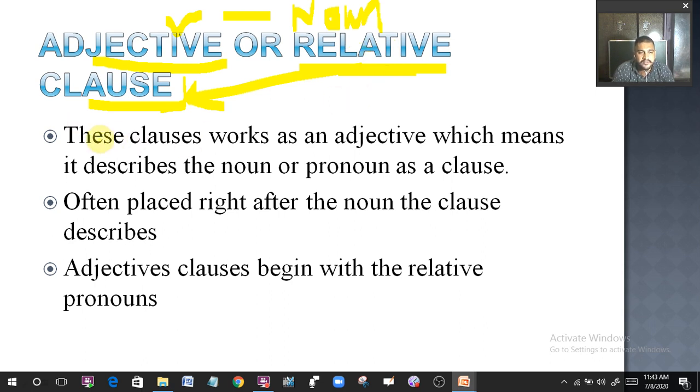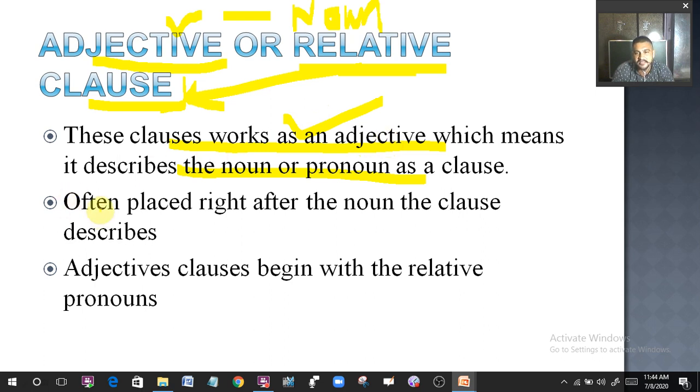So first of all, these clauses work as an adjective. All those subordinate clauses would be working as an adjective, which means they describe a noun or pronoun, because we need to remember the definition of the adjective. What is an adjective? An adjective describes a noun or pronoun. As a whole, this particular clause would be talking about the noun or the pronoun, whichever it is actually describing.